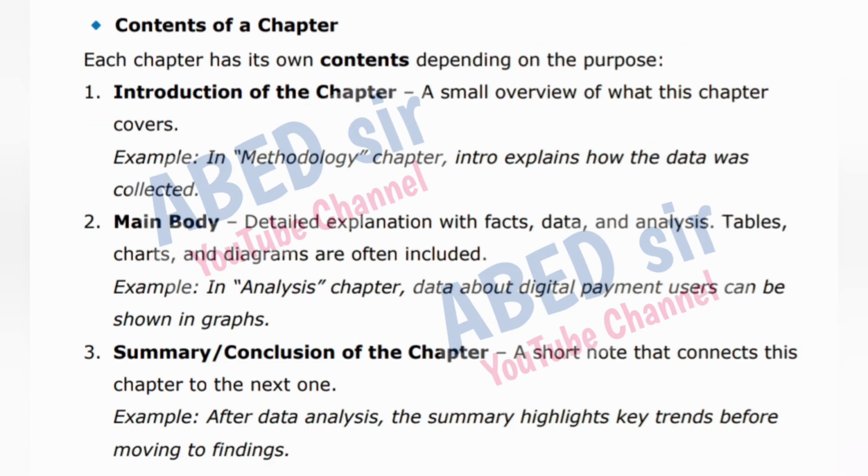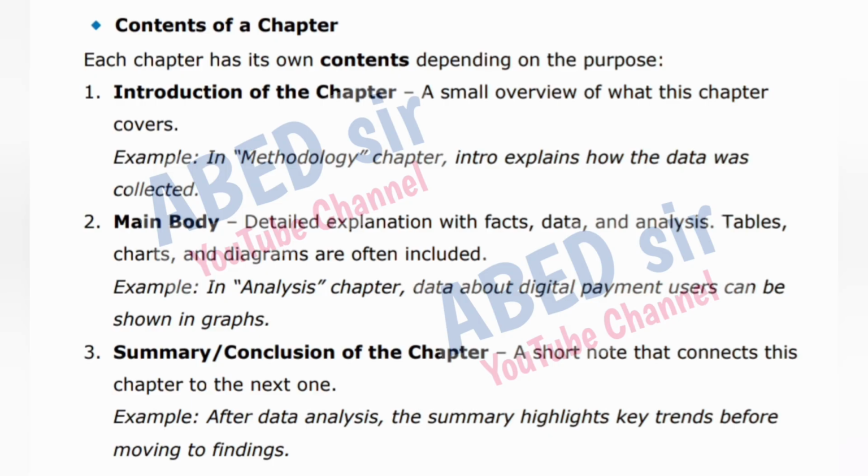Contents of a chapter. Each chapter has its own contents depending on the purpose. 1. Introduction of the chapter, a small overview of what this chapter covers. Example, in methodology chapter, intro explains how the data was collected. 2. Main body, detailed explanation with facts, data, and analysis. Tables, charts, and diagrams are often included. Example, in analysis chapter, data about digital payment users can be shown in graphs.